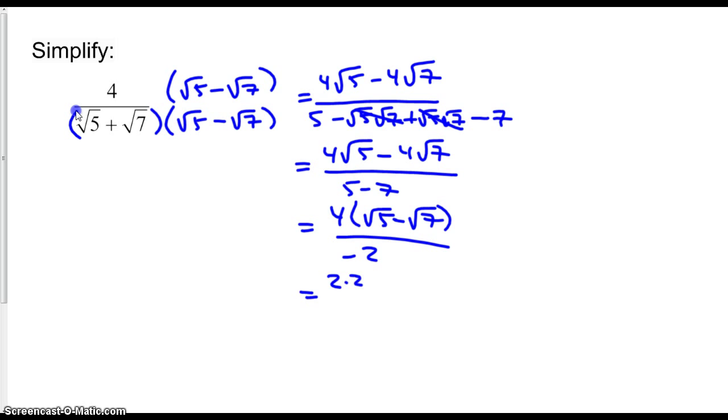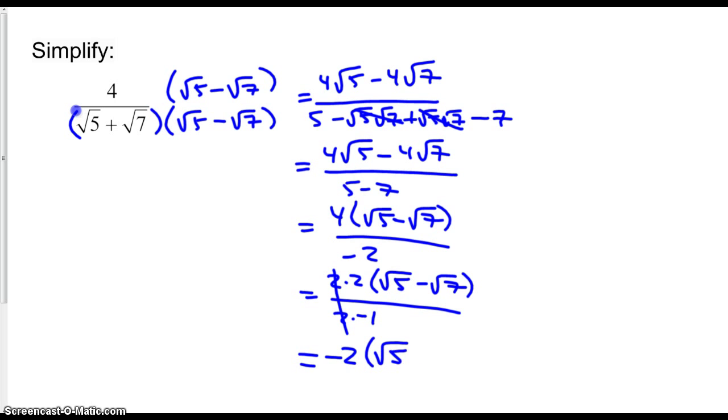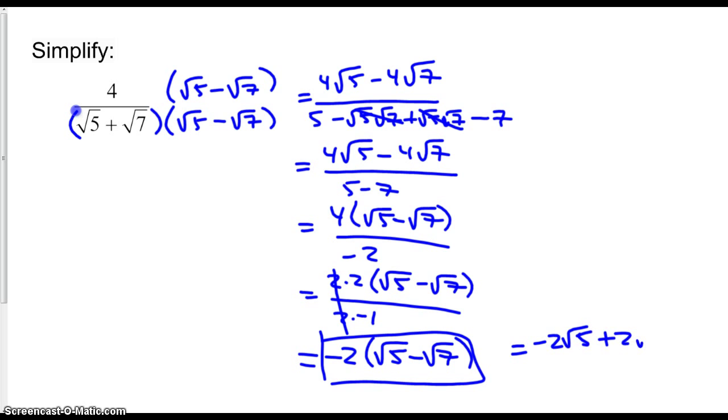And the reason I want to do that is so that I can factor the top into 2 times 2 times square root of 5 minus square root of 7. And the bottom I'm going to factor into 2 times negative 1, so that the 2 divided by 2 gets to go away. And I'm left with negative 2 times the square root of 5 minus the square root of 7. So I might have the answer written this way, or maybe it would multiply out, and I would have negative 2 square root of 5 plus 2 square root of 7, right? Those are both correct forms for the answer. Okay, so you still use the conjugate even if you have 2 square roots.